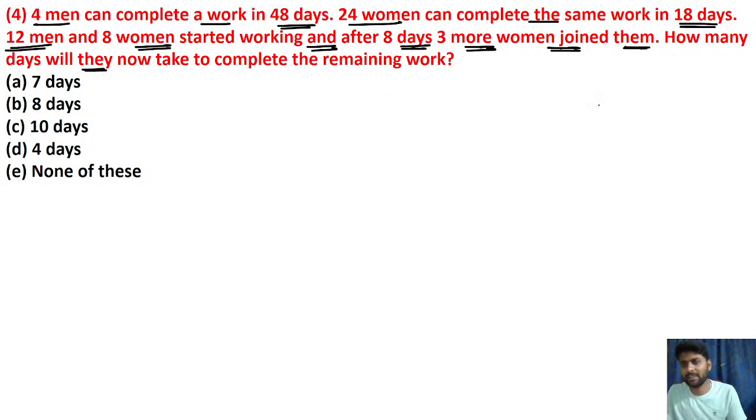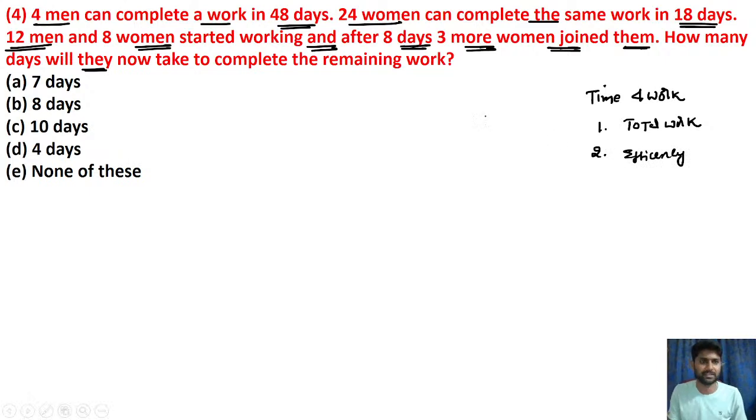Now see, if any question is related to the concept of time and work, you should focus on two areas. One is to identify the total work. That is information number one. And you should focus on the efficiency of each and every person involved in that work. Now see, here four men take 48 days. That is the total work. The same work, 24 women take 18 days.